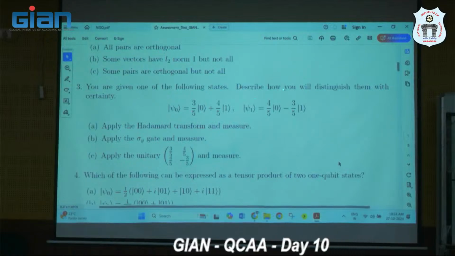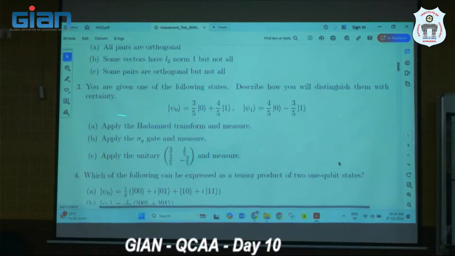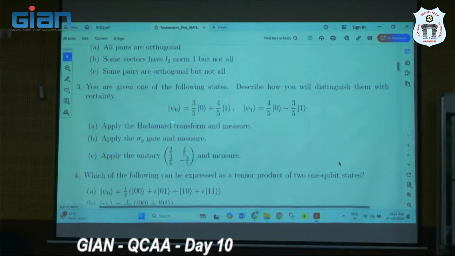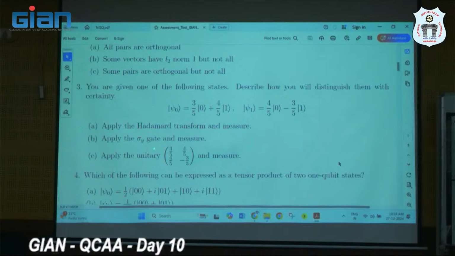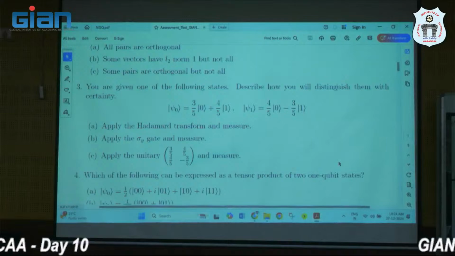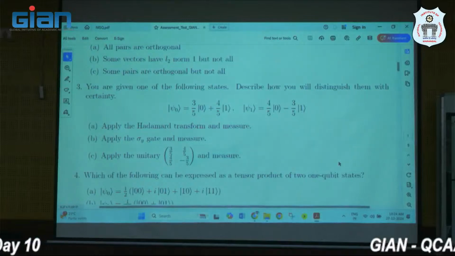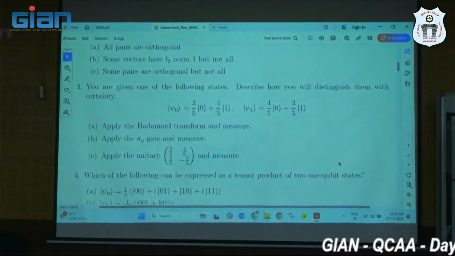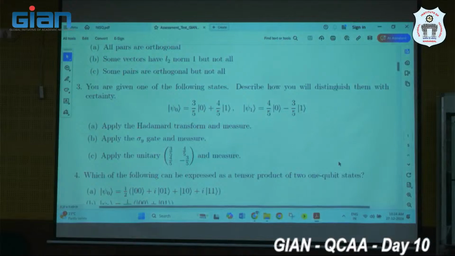You are given one of the following states, psi 0 or psi 1. Describe how you will distinguish them with certainty. Apply Hadamard transform and measure. Apply sigma y gate and measure. Apply this unitary and measure. What is the answer? C. Correct? Why?